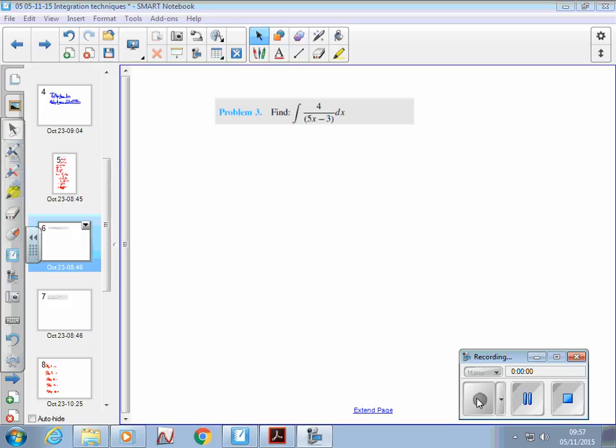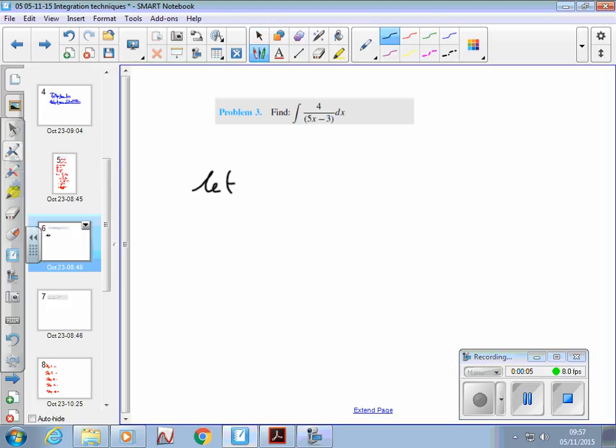So for this example, I'm going to let u equal 5x minus 3. And I know that at some point I'm going to want to differentiate it, so why not just do it now? Generally, once you've decided what you're going to let u equal, you differentiate it. And it just becomes 5.